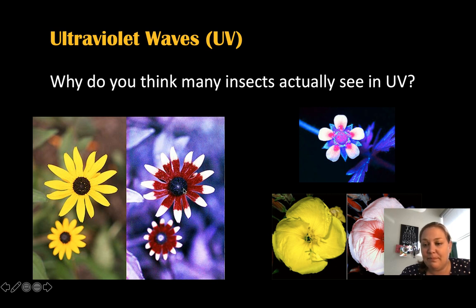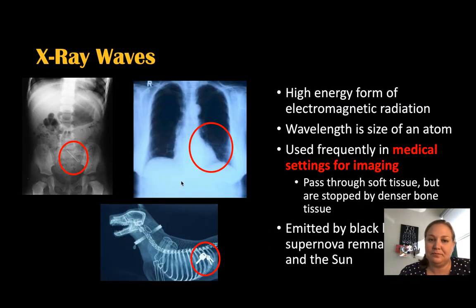So many insects do not see visible light the way we do. They're actually seeing in UV, and flowers have adapted in a way that they truly look like bullseyes for insects, kind of attracting them. Hey, come pollinate me.